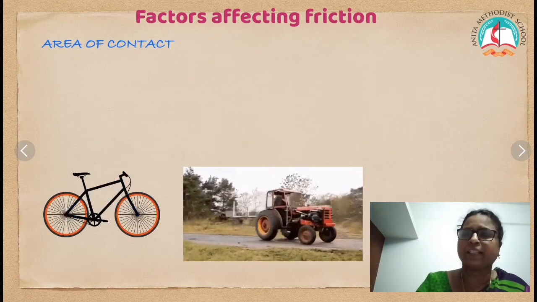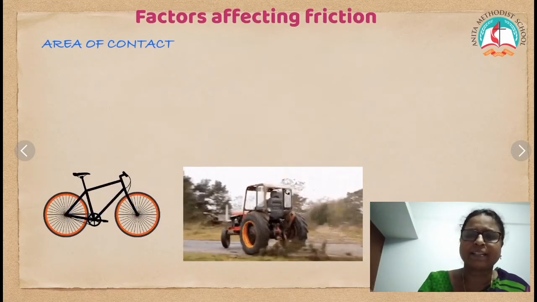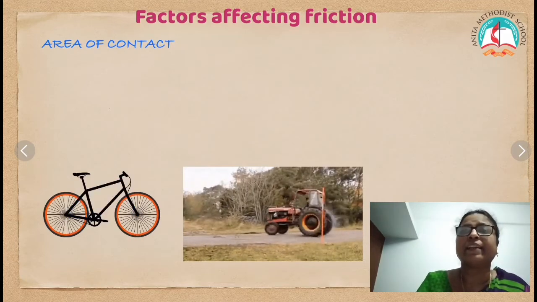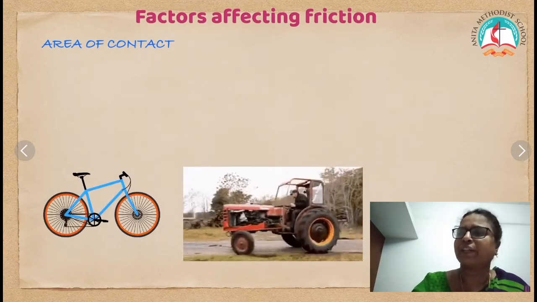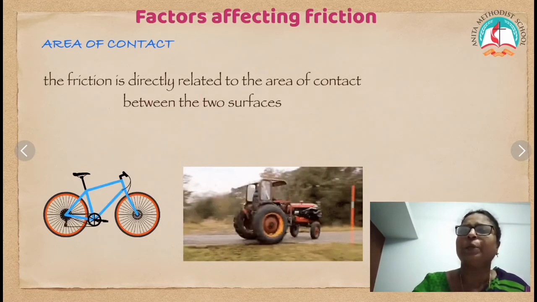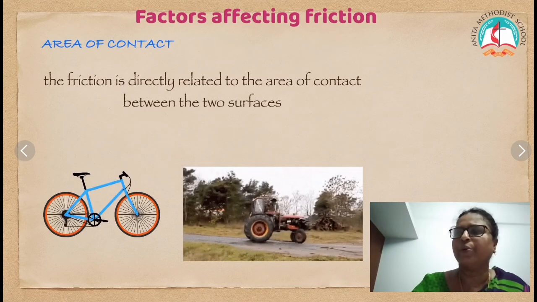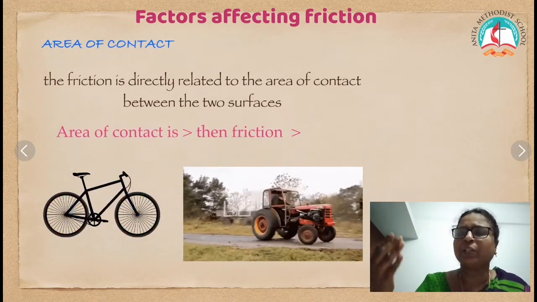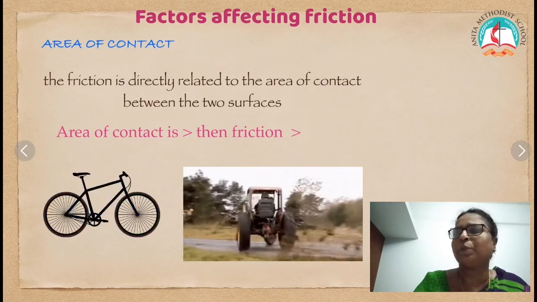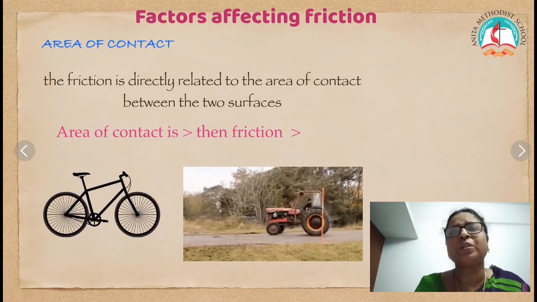Here the cycle has a less base, so it creates less friction. But here the road roller has a broad base. It creates more friction. Here you can see the friction is directly related to the area of the contact between the two surfaces, the broad base of the tire and the road. When the area of the contact is greater, the friction is also greater.